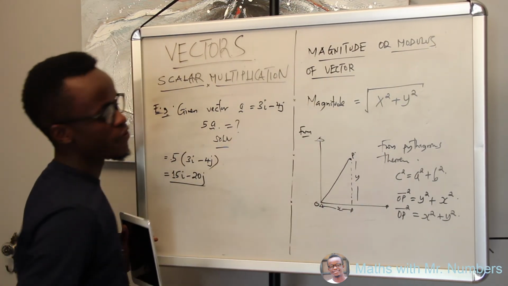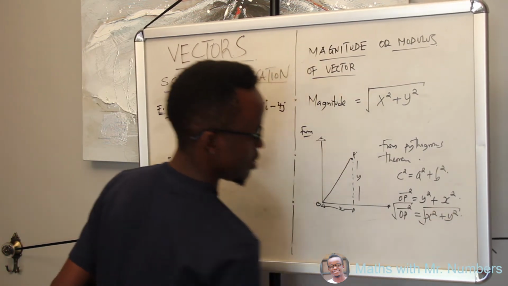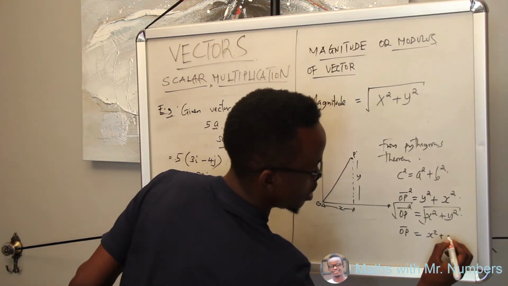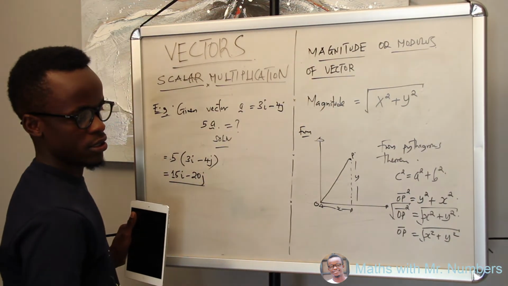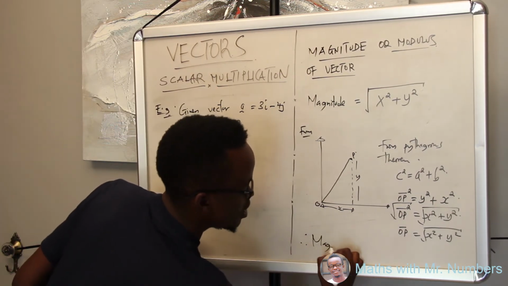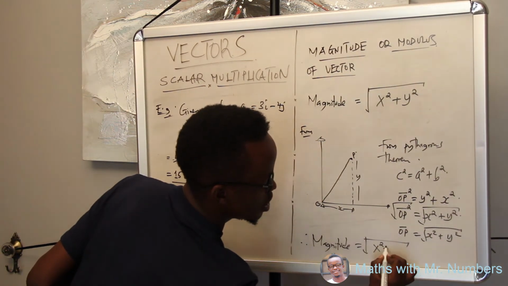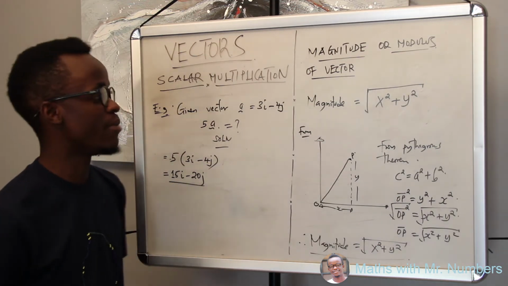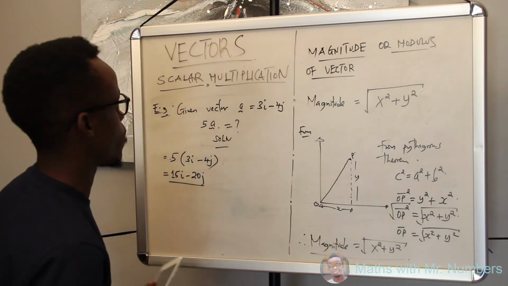Therefore, to find the value of OP, we have to take the square root of both sides. After that, we have OP equals the square root of x squared plus y squared. Therefore, this OP is our magnitude. The magnitude of any vector equals the square root of x squared plus y squared. This is how to prove or show the formula for finding the magnitude or modulus of a vector as the square root of x squared plus y squared.